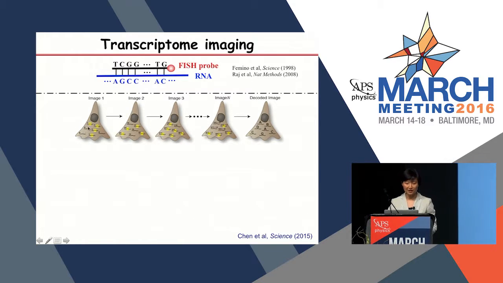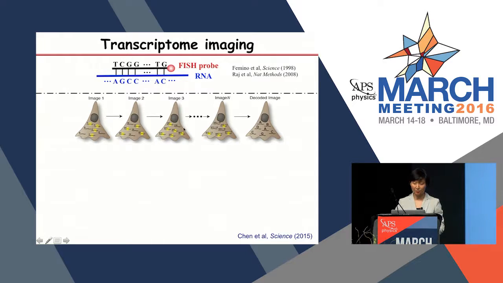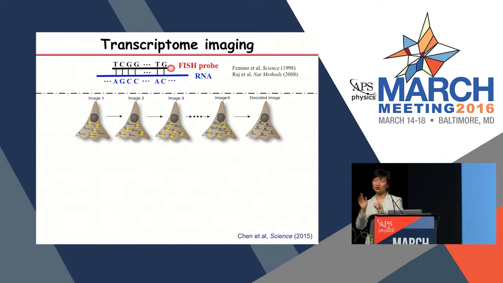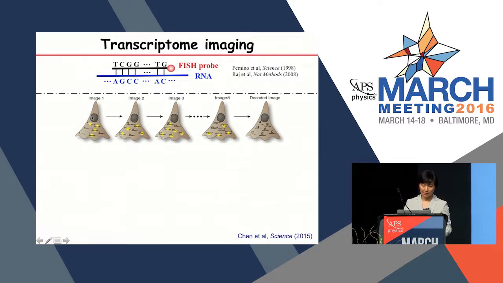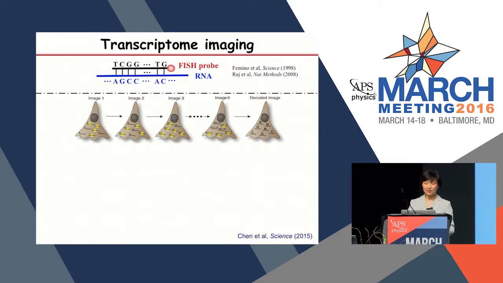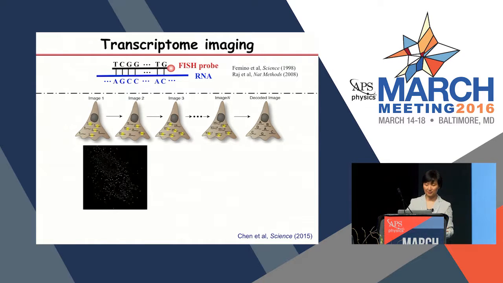For each different kind of RNA, we encode it with a binary code, 1010 and so on. In the first round of imaging, we only address those RNAs whose first digit reads 1 but not 0. That means we label and image only those RNAs whose first digit reads 1. And then we turn them off. In the second round, we label and image only those RNAs whose second digit reads 1 but not 0. And you iterate this, and eventually this is the real image.